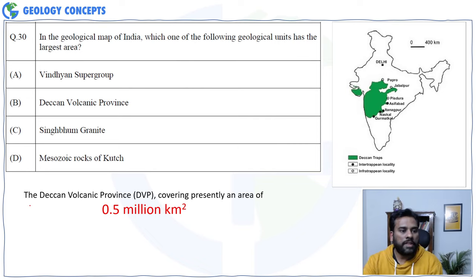Now let's see 30th question. In the geological map of India, which of the following geological unit has the largest area? So it is the Deccan volcanic province which has the largest area. It has an area of about 0.5 million kilometer square, which is a huge area, right? Vindhyan supergroup has around 50,000, but this is 500,000 square kilometers. So B is the correct option.